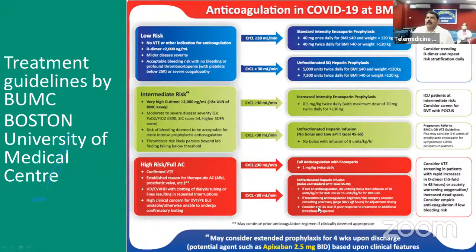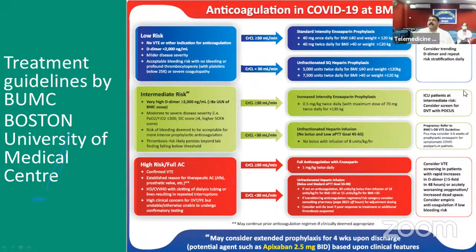And if transitioning anticoagulation regimens like this category, consider consulting the pharmacy, and you have to consider the 10A level and the response to treatment if additional thrombosis is suspected. So in this patient of low risk, consider trending D-dimer and repeat risk stratification, because if it is less than 2000 initially, but it's rising, you can consider here.